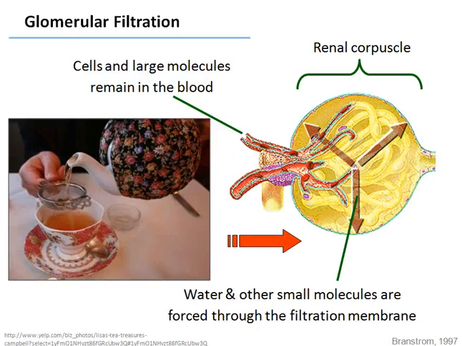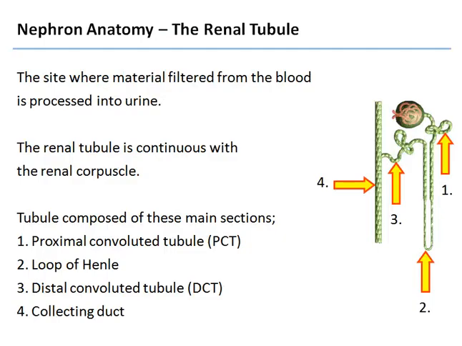Once the filtration of the blood has occurred, the next thing we need to do is process this filtrate into urine. The blood filtrate, while it does contain waste products, also contains materials that the body could use: nutrients, water and salts, so we need to recover that. It is in the renal tubule that's attached to the renal corpuscle where this recovery process occurs and the concentration of urine occurs.